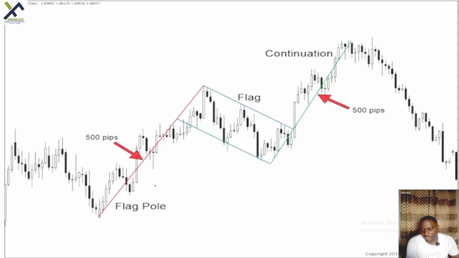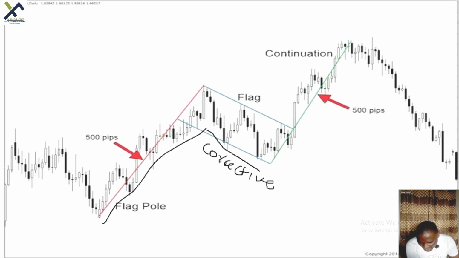Now let's look at the flag. If you notice very well, this market has been in an uptrend, and all of a sudden the direction of the trend changed in the opposite direction. This downtrend that is formed is called the corrective wave, and the former trend, that is the trend of the market, is called the impulsive wave. So whenever the corrective wave reconnects back to the impulsive wave, a continuous pattern is formed.